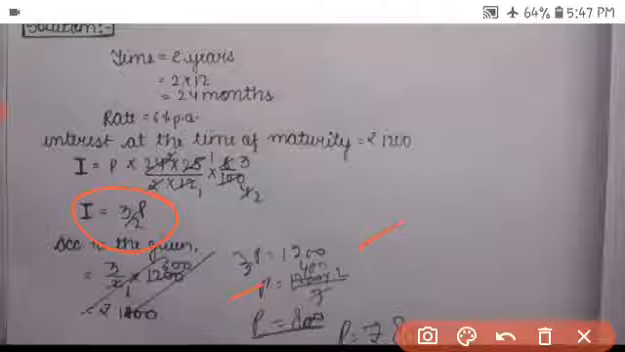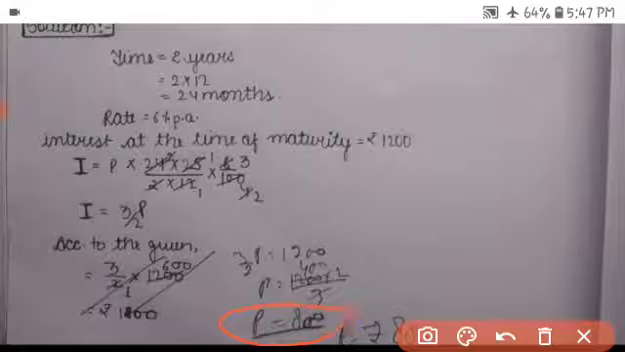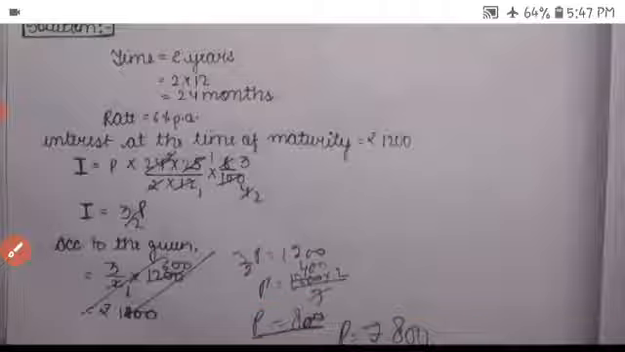2 goes to the numerator and 3 goes to the denominator. 3 fours are 12. 400 into 2 is equal to 800. Now principal is equal to rupees 800. That is the answer. Money deposited per month is equal to rupees 800.